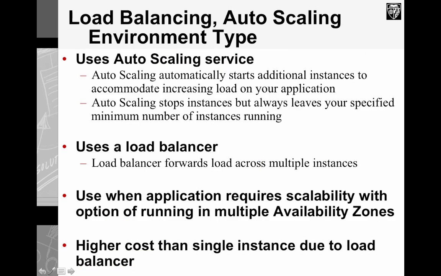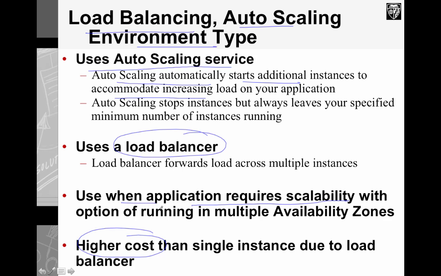The second environment type is the load balanced auto scaling environment type, which uses the auto scaling service. Auto scaling can automatically start additional instances and accommodate new instances. There is actually a load balancer in this, so you'll be paying for the load balancer, so there's a higher cost associated with this environment. You want to use this when the application requires scalability. You may also want to use this when you want high availability, because you can deploy your applications across multiple availability zones. So the load balancing auto scaling environment is used more for performance testing environments, high availability testing environments, or of course production environments.